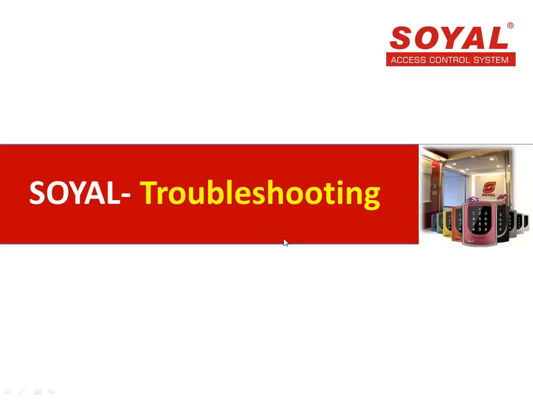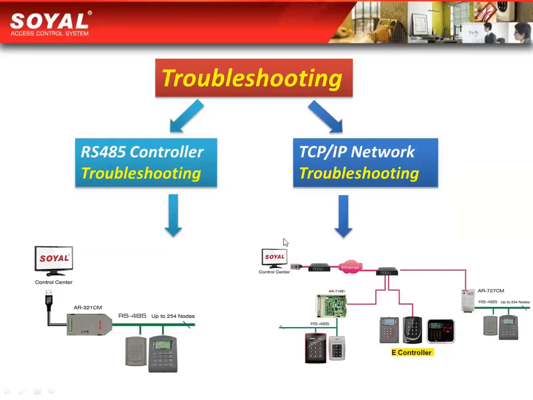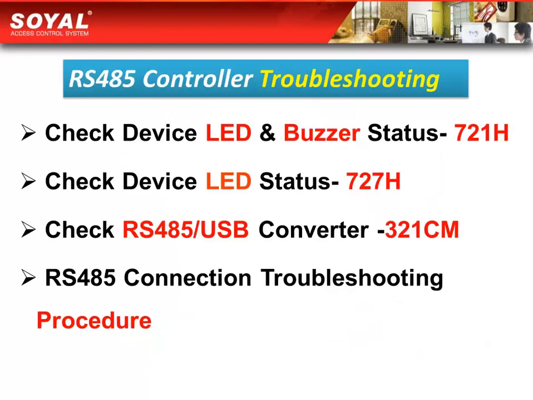Our topic today is troubleshooting. In the first part, we will provide the troubleshooting of the RS485 controller, and we will cover TCP/IP network troubleshooting in the second part. We will show you how to check the 727H device and the 321CM converter by observing the LED status. We will also provide the procedure of how to understand the status of the RS485 connection.